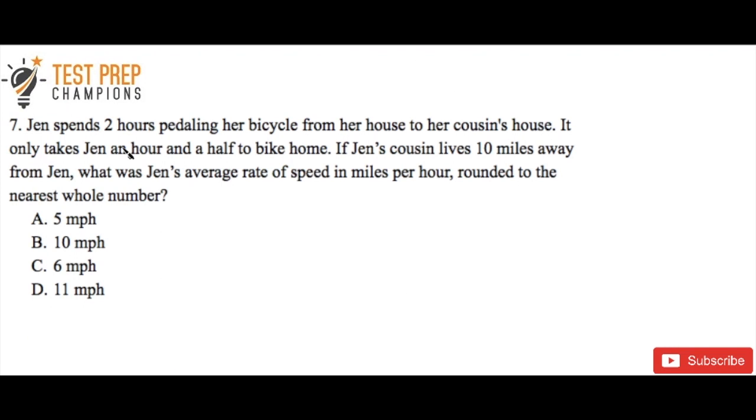Question number 7. Jen spends 2 hours pedaling her bike from her house to her cousin's house. It only takes her an hour and a half to bike home. If Jen's cousin lives 10 miles away from Jen, what was her average rate of speed in miles per hour rounded to the nearest whole number?